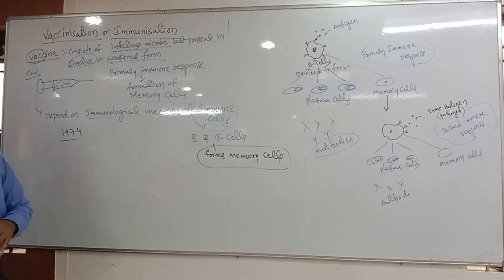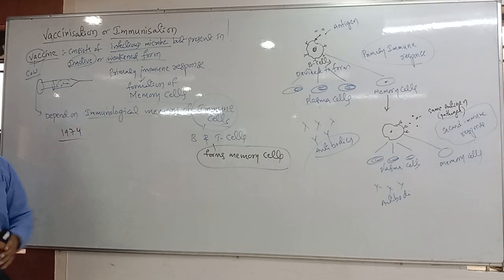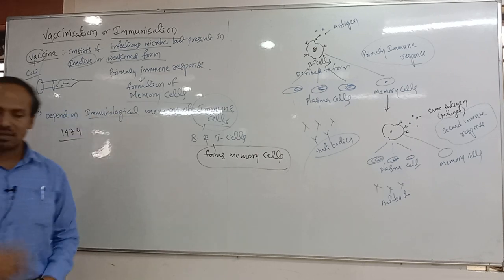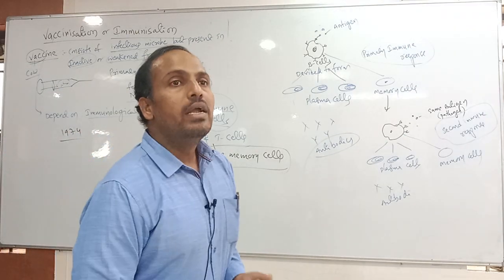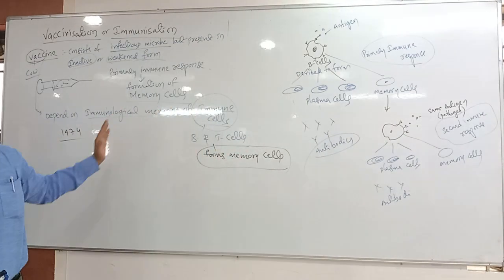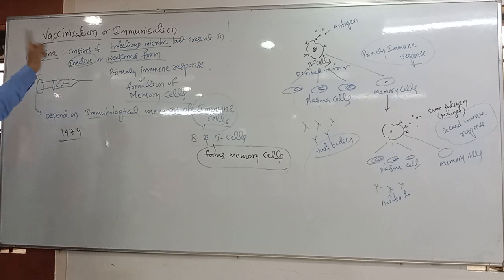Clear? By insertion of the inactive pathogen into the body, what can we call it? Active immunity or passive immunity? Vaccination is active immunity. In active immunity there are two types.